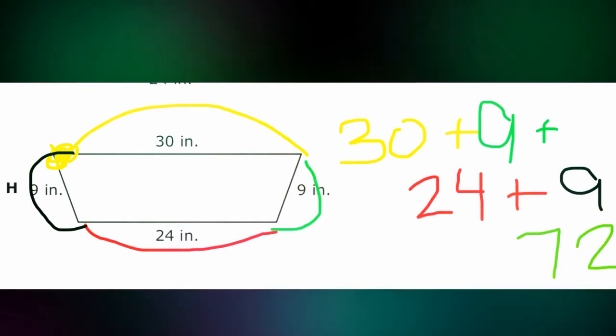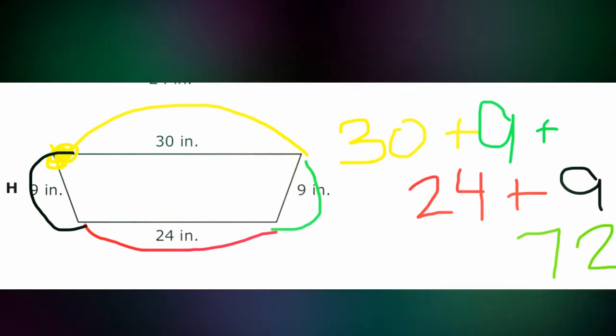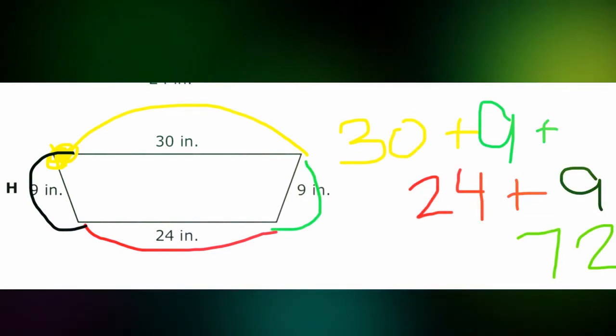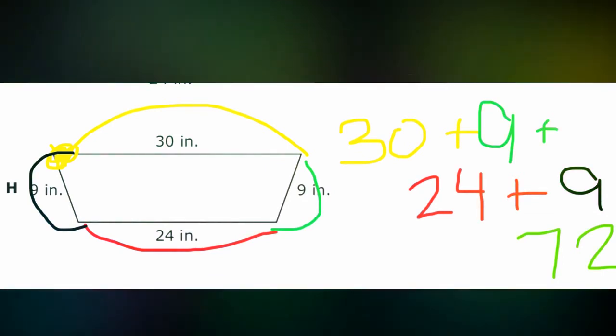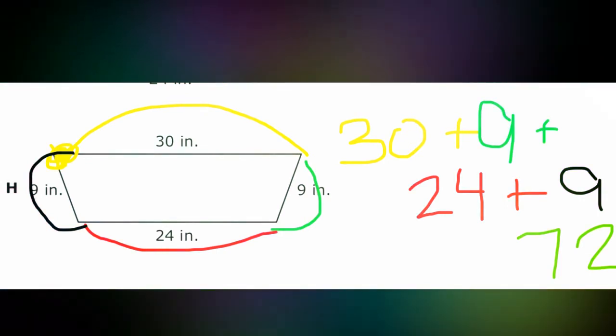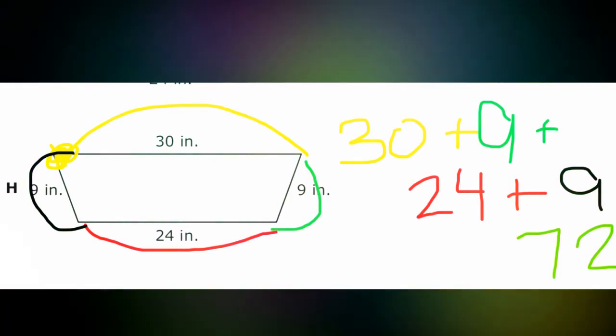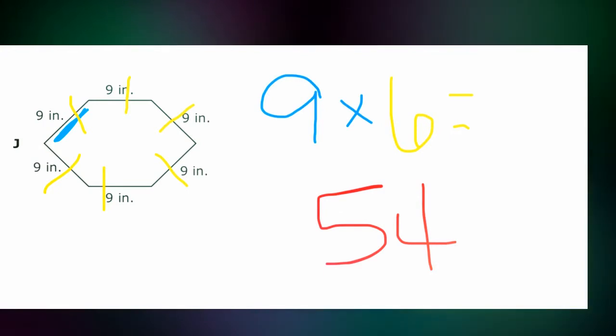So a trapezoid has 4 sides, just like a rectangle does, but they're not all the same. And we don't have any parallel sides that have the same measurements. So we do need to measure all of them. 30 plus 9 plus 24 plus 9 will make 72 inches perimeter.